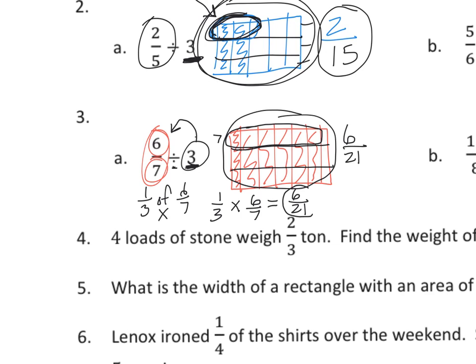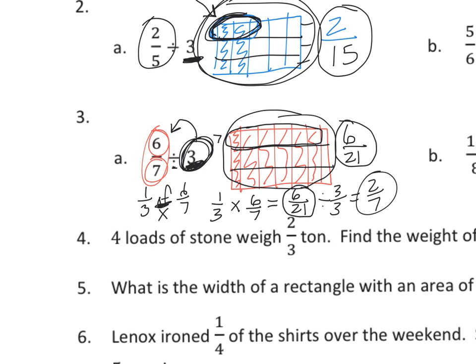And notice, this is the same as this. Now, why does that work? Because when we divide by 3, which we did, it's the same as multiplying by 1/3. Because we're trying to find 1/3 of 6/7. We can either do that by dividing by 3 and making 3 equal parts, or we can multiply by 1/3 because we're trying to find 1/3 of the 6/7. So now once I get my answer, I'm just going to simplify this down, and I'll get 2/7.